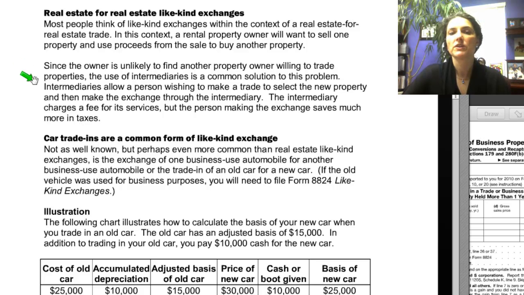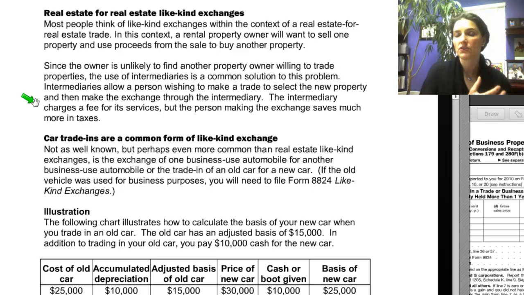Intermediaries allow a person wishing to make a trade to select the new property and then make the exchange through the intermediary. The intermediary charges a fee for its services, but the person making the exchange saves much more in taxes. So essentially what happens is, in a like-kind exchange, you will in effect sell your property to that intermediary, and the intermediary will sell property to you that you want to buy. And so the intermediary acts as a middleman between you and the seller of property that you're interested in buying, and you and another buyer of property that you are selling.